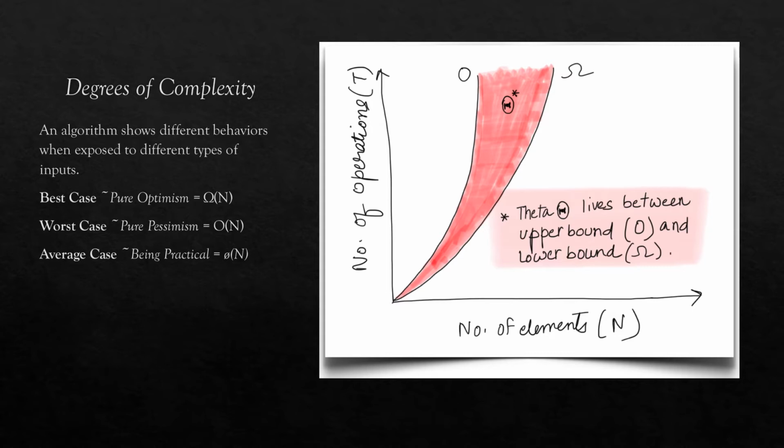So if you look at the picture, the y-axis represents the number of operations and the x-axis represents the number of elements, and O represents the upper bound, omega represents the lower bound, and theta represents the average case. So the average time taken for an algorithm is always between the upper bound and the lower bound. So you have to design your algorithm in such a way that it behaves well in case of a huge input or a worst case scenario.